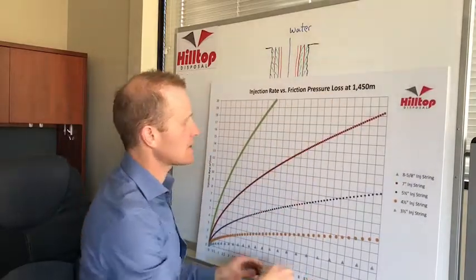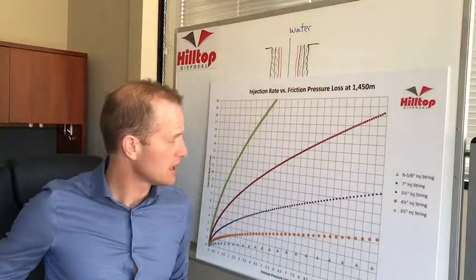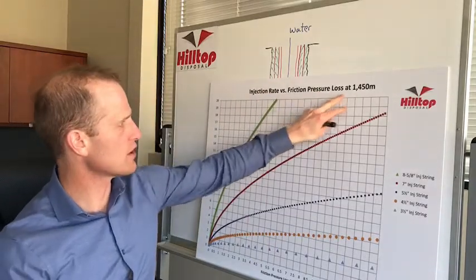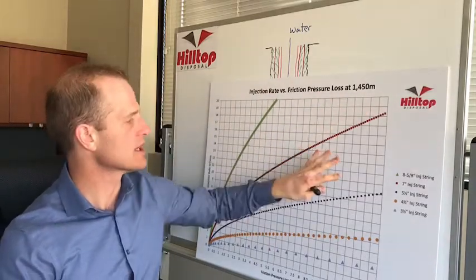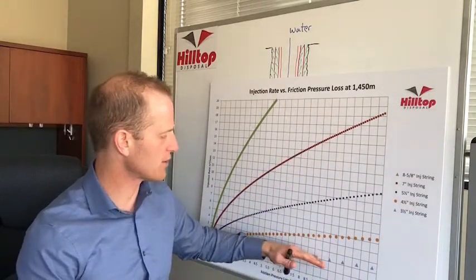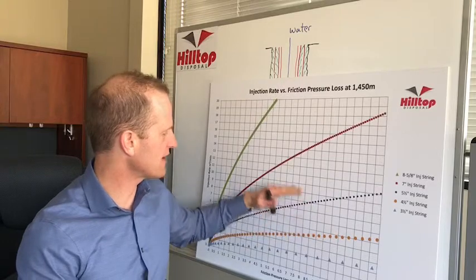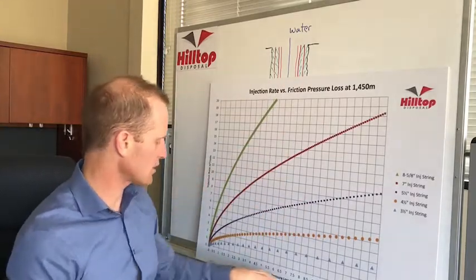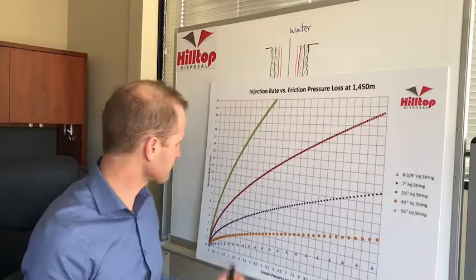So this graph here, I plotted out. It is your injection rate versus friction pressure loss at 1,450 meters. And it has the different injection string sizes, common ones anyhow. So you got your 3.5 injection string, 4.5, 5.5, 7-inch, 8 5/8. Up the side, you've got your injection rate. Across the bottom, friction loss.